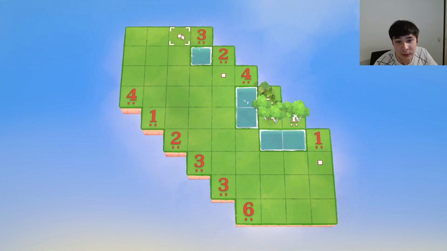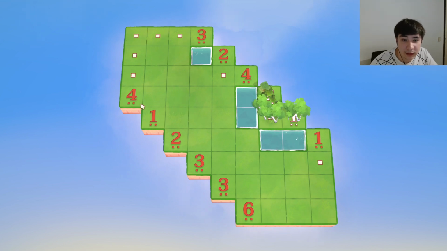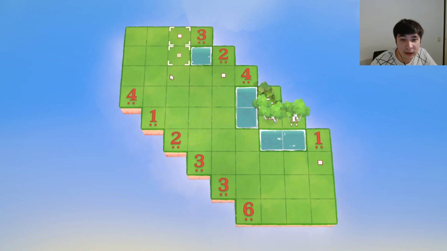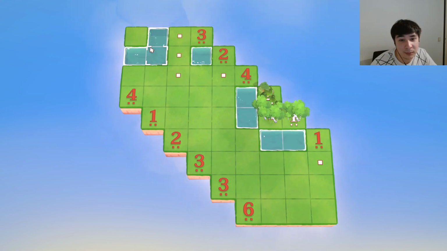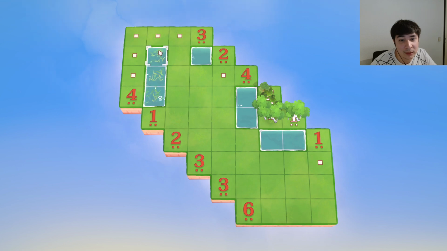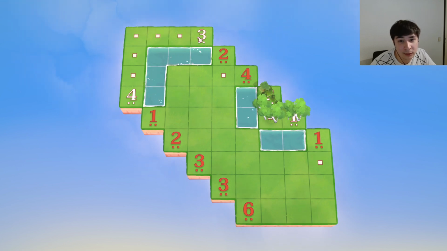We have a 3 over here. And I do believe this 3 is going to hug the corner and connect to this 4. Because that's the only number it can reach. If it goes to anything else, first of all, the numbers aren't going to be big enough. And second of all, there's going to be a bit of water on the top left corner that's going to be disconnected here. So we actually have to hug the wall.